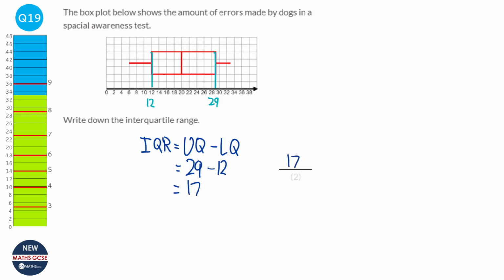So the parts of a box plot is the lowest value is here, lower quartile, median, upper quartile, highest value.